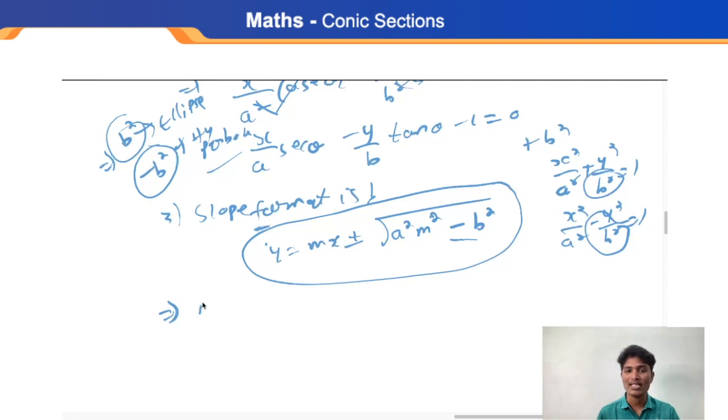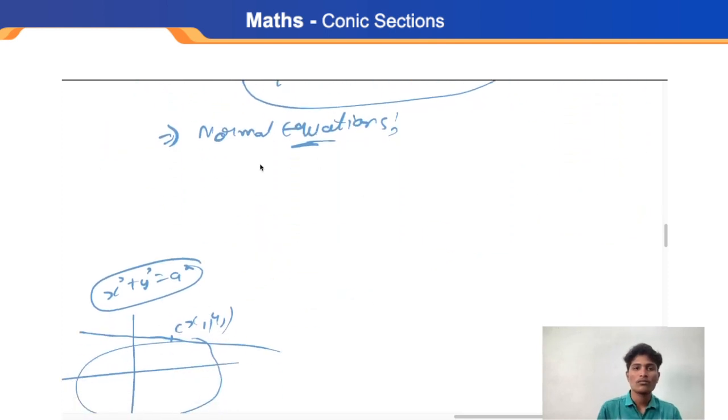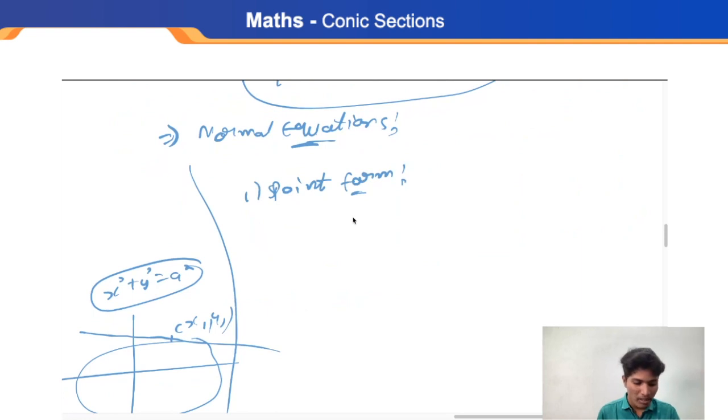So I have completed the tangent. Now I will discuss the normal equations. What are normal equations? First one is point form. For point form, what is the equation? It will be a square x by x1 plus b square y by y1 is equal to a square plus b square.